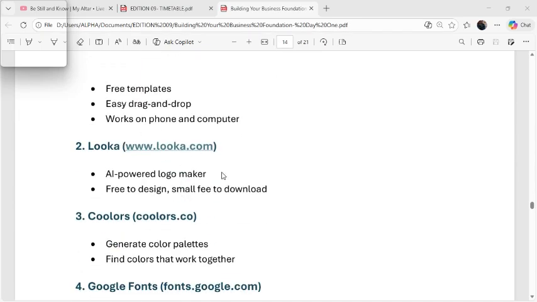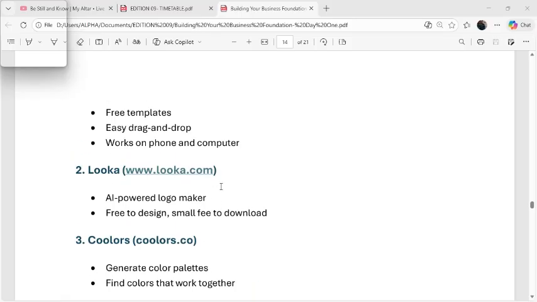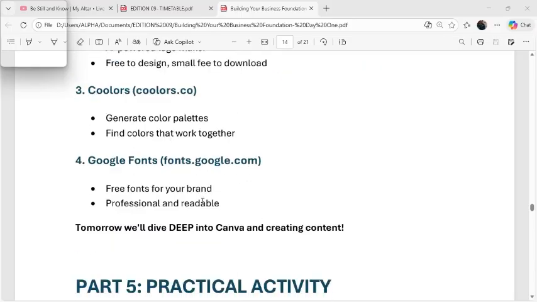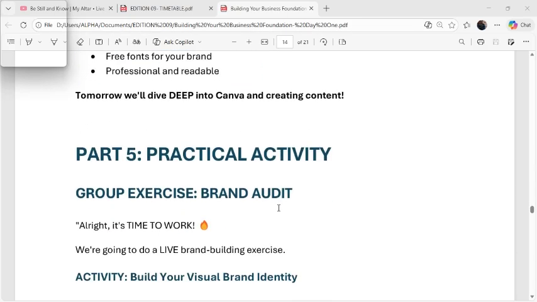Then you can use looka.com also. It is an AI powered logo maker. It is free to design, a small fee to download. But I recommend Canva. Just stick to Canva. If you are using a phone, you can download it as an app. If you are using a computer, you can just use it online. Because most of these other ones might give you problems. But if you want, you can use them. They are also here, like colors and Google Fonts.